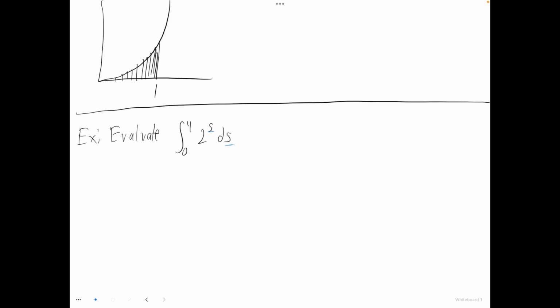So now we need an antiderivative of 2 to the s. I'm doing this one mostly to remind you. The antiderivative of 2 to the s is 2 to the s divided by ln of 2. This is an easy one to forget. In general, the antiderivative of b to the x is b to the x divided by ln of b, and b is 2 in this case.